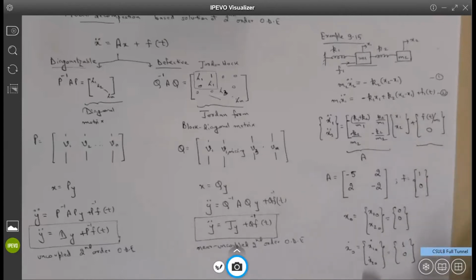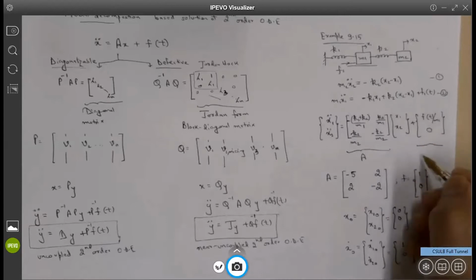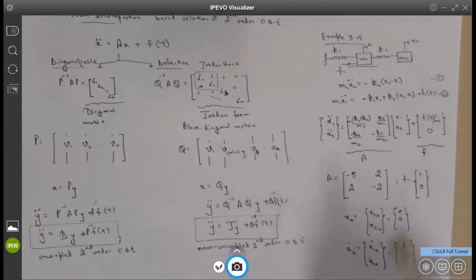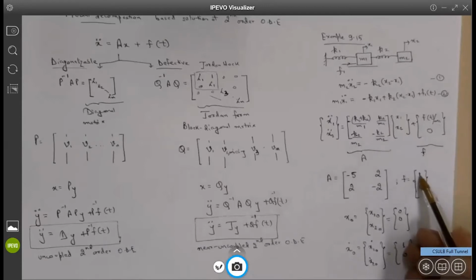Does it say plus F of t divided by M1 at the very top? Yes. This whole thing is vector F, and that is what is given here: F(t) divided by M1 is 1, 0, basically. Okay. Any other questions, guys?